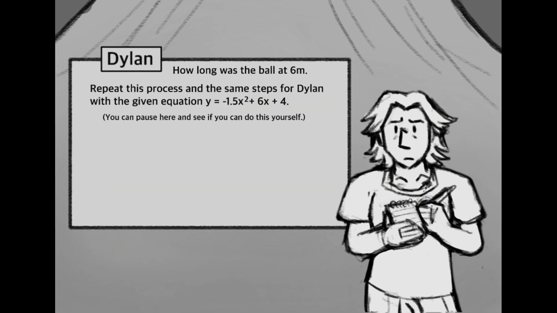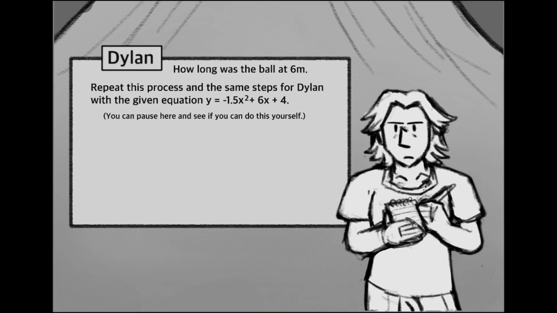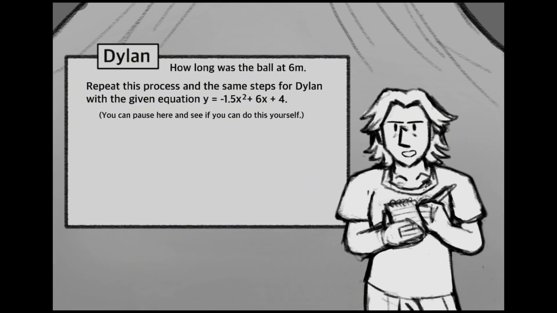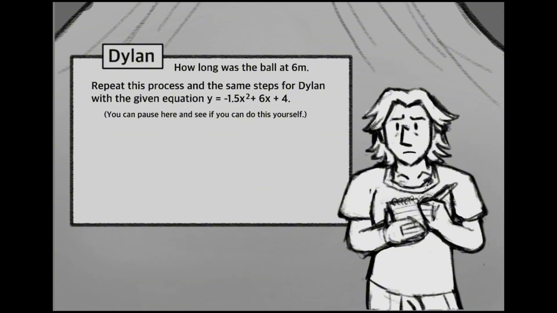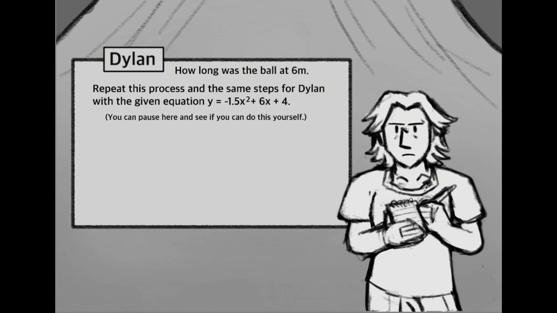Repeat this process and the same steps for Dylan with the equation y equals negative 1.5x squared plus 6x plus 4. You can pause here so you can do it yourself.